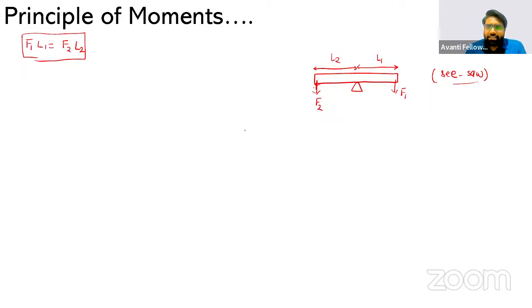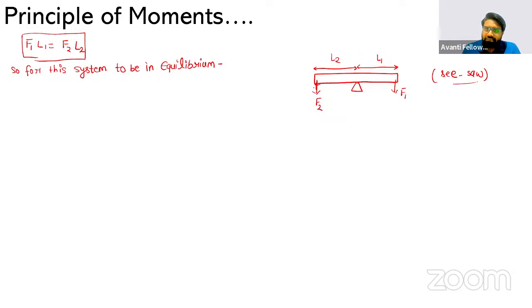So what is the equilibrium condition? For this system to be in equilibrium, now see, this system is not translating anywhere, so it will also follow the condition for translational equilibrium, right? It should follow the condition for translational equilibrium.